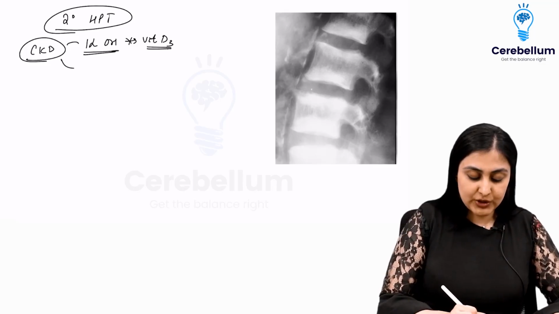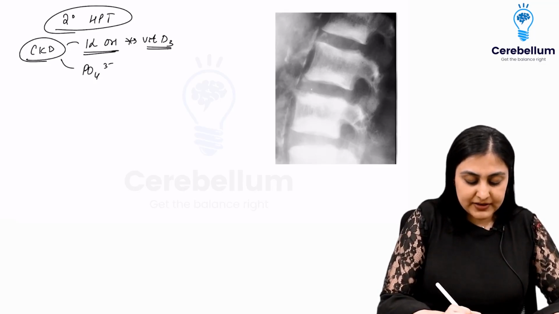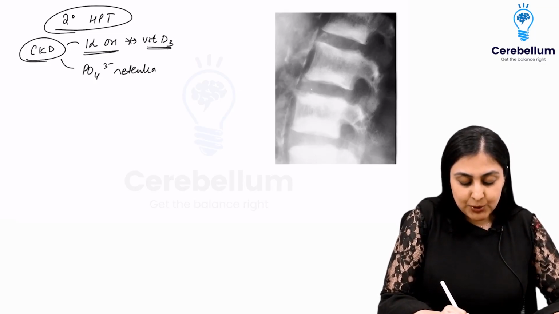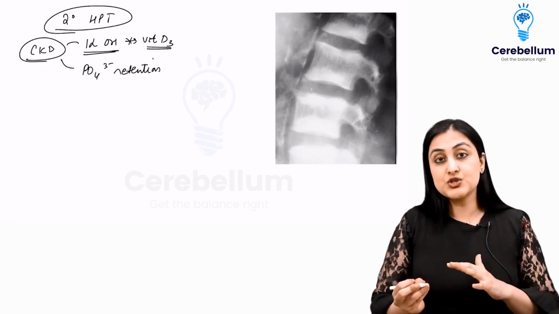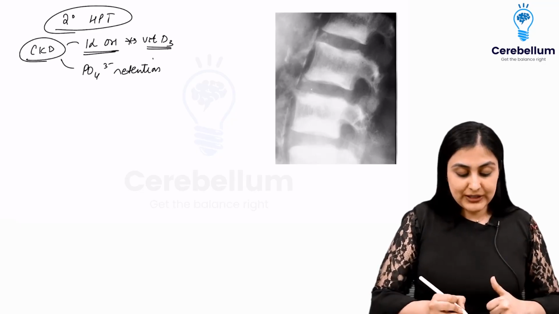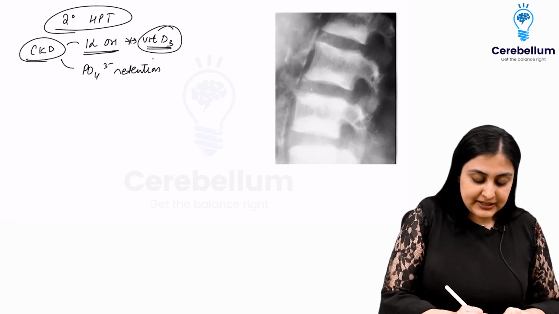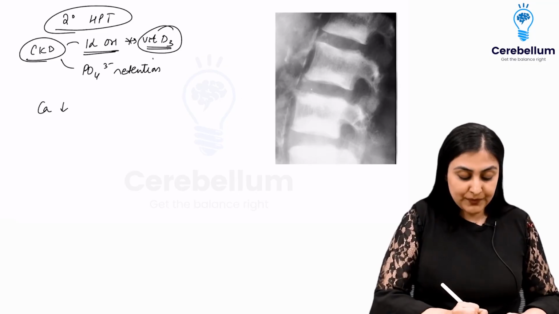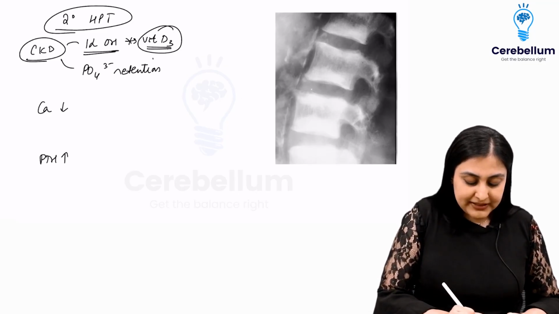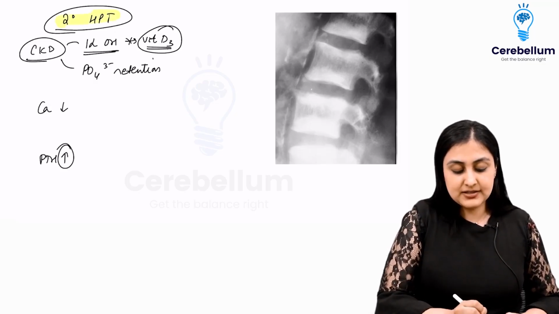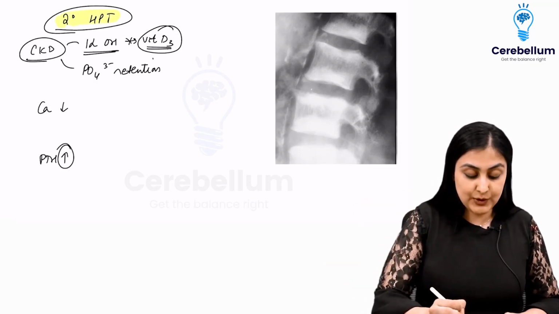And in addition, what you have is phosphate retention. The kidneys are unable to excrete the phosphate, so the phosphate levels rise. So effectively, because of vitamin D deficiency, the calcium is low. Because calcium is low, the PTH increases. Hence the term secondary hyperparathyroidism.